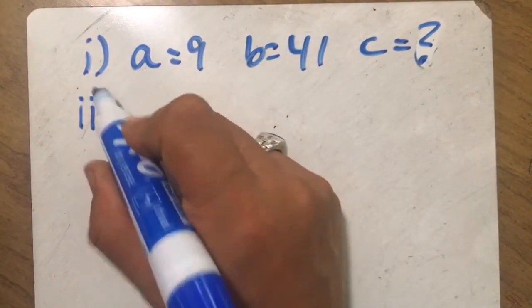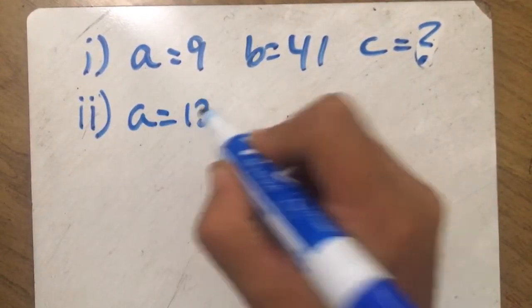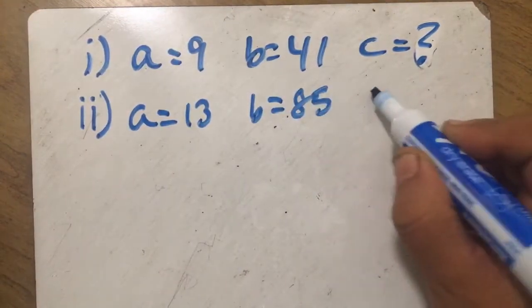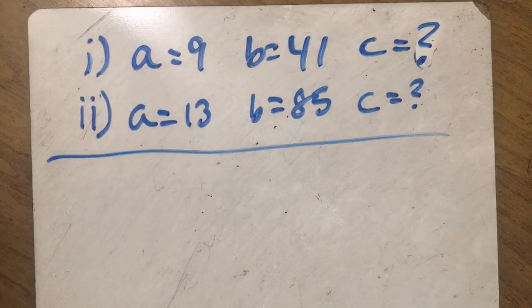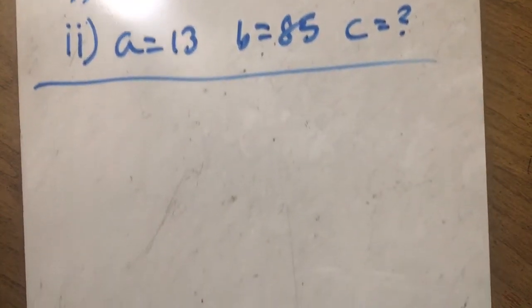And again, have a calculator. A equals 13, B equals 85, and C is the unknown. You're solving for C. Okay, I am not going to address those questions in terms of value. Get a calculator, figure it out. Alright, moving on to the word problem.